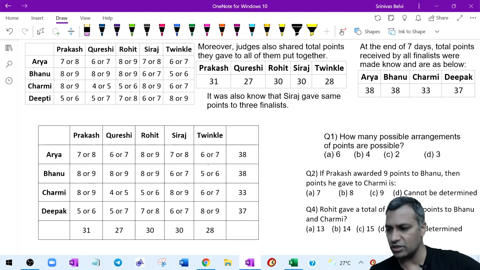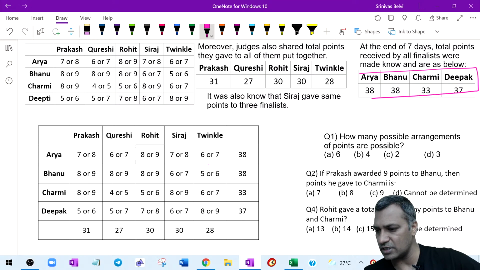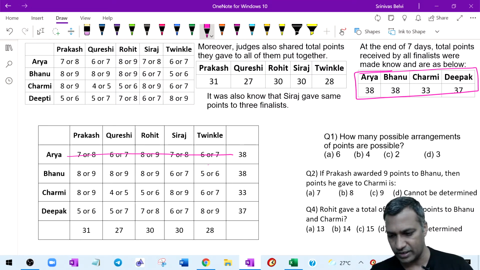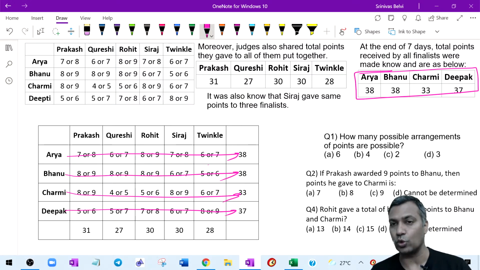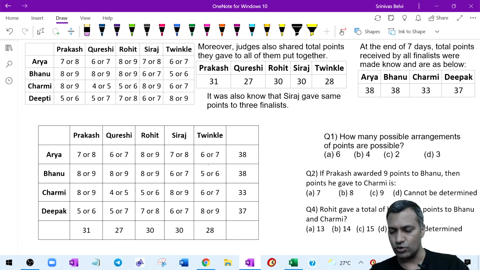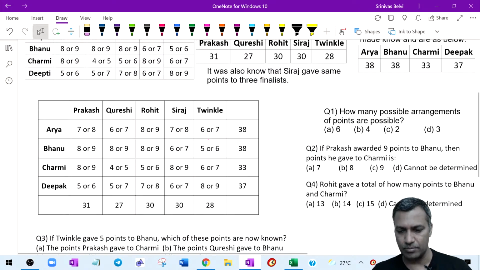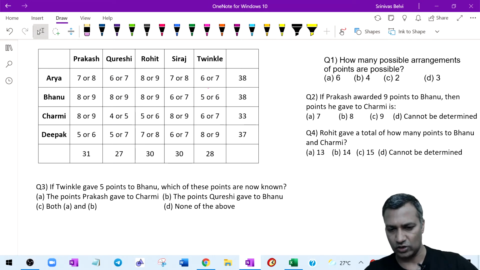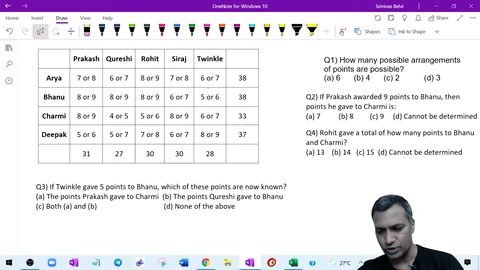All right. So the third point, where did I put these totals here, which implies that Aryan got how many marks in the contest? Aryan got a total of 38. Banu got a total of 38, Charmi got a total of 33, Deepak got a total of 37. Fair enough. So we have all these points put together out here. Now let's see the sum of the numbers in each row. Let me now project these totals, because the rest of it is incidental. All that story is gone.